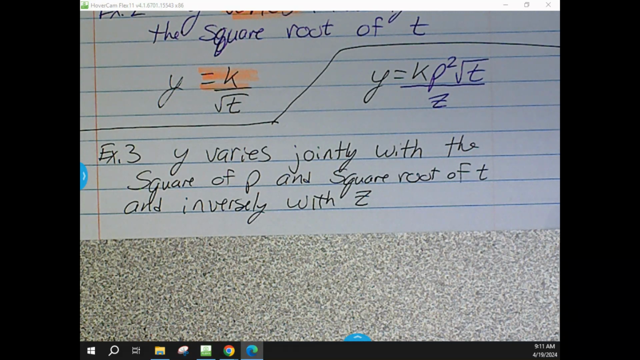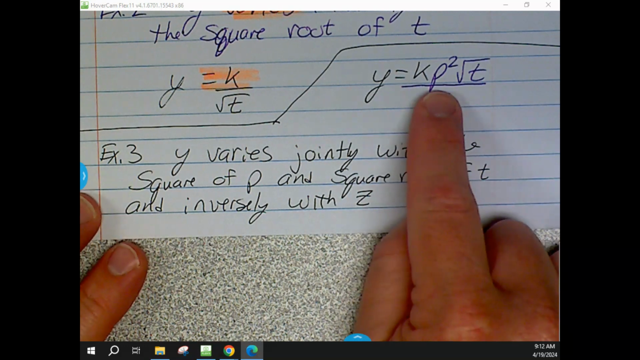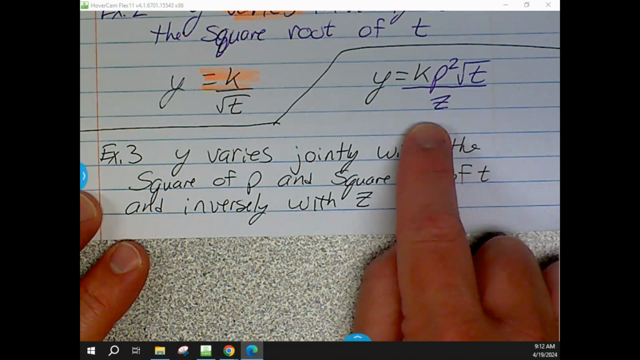And again, there may be some other word problems that are a little bit different than that one. But everything else is just figuring out whether it's joint, direct, or inverse. Anything that's joint or direct goes on the top beside the k value. Anything that's inverse has got to go underneath the k value.